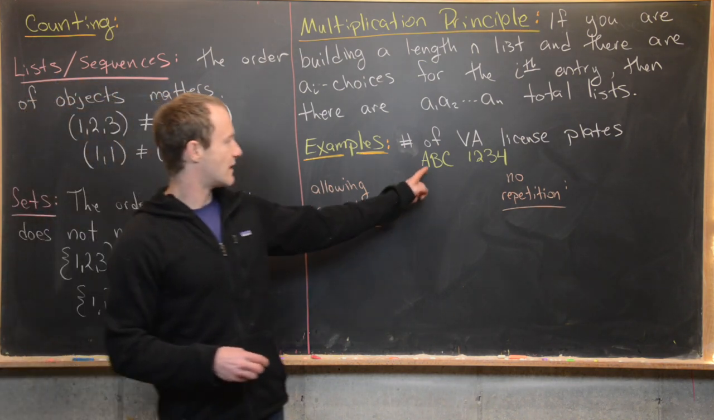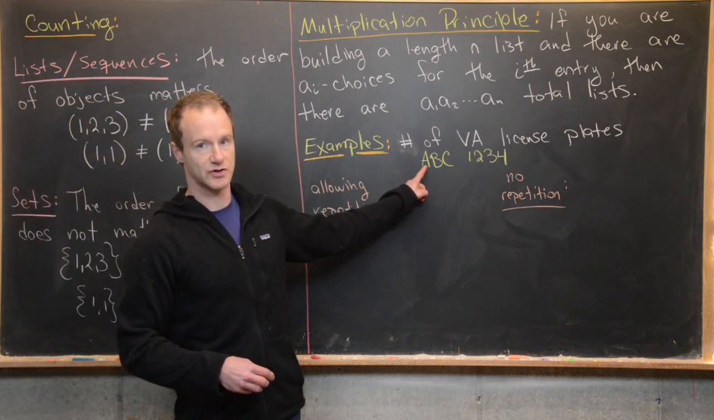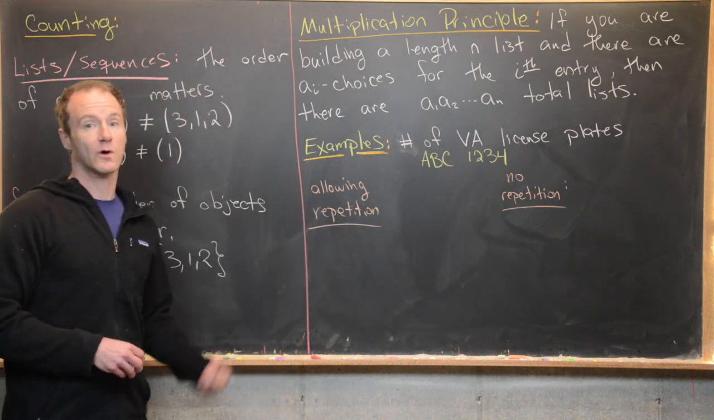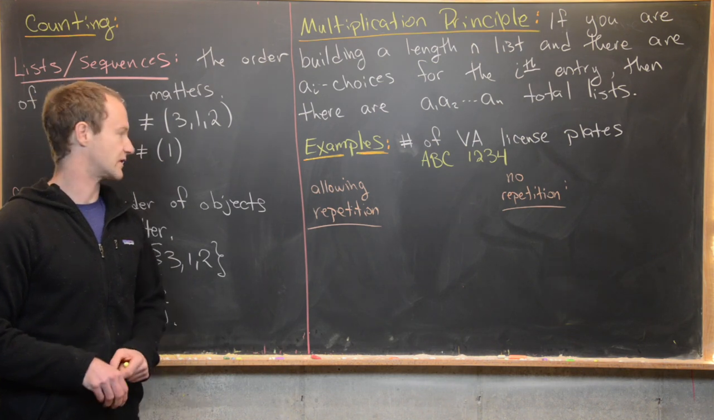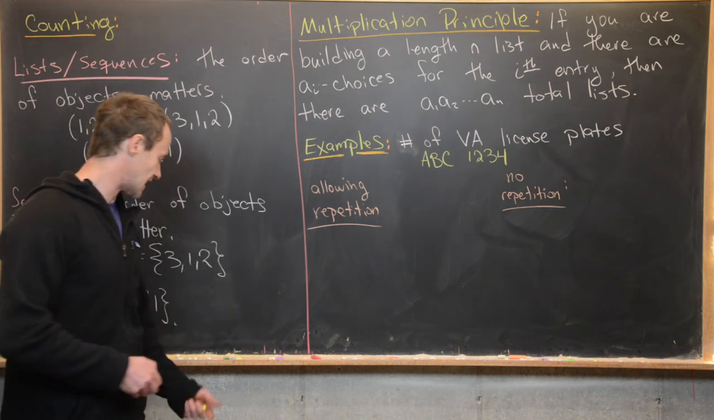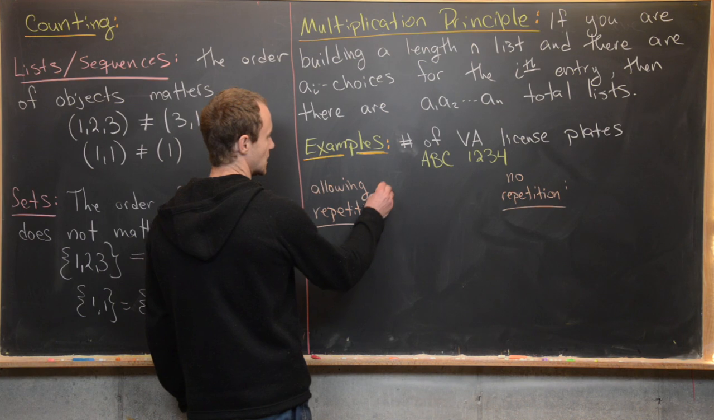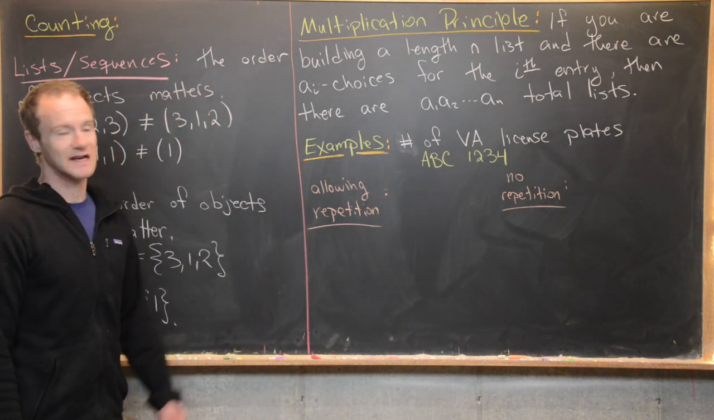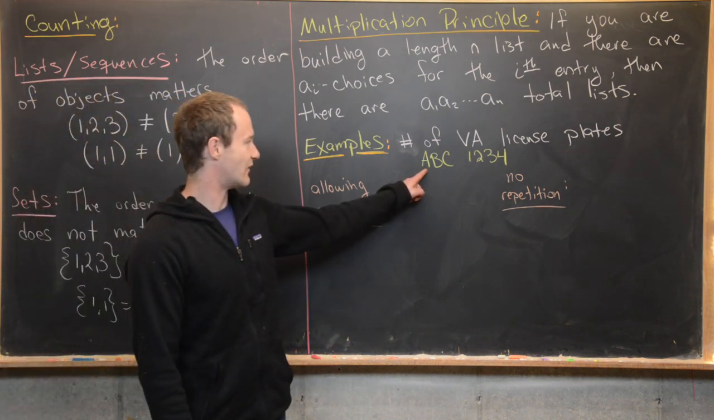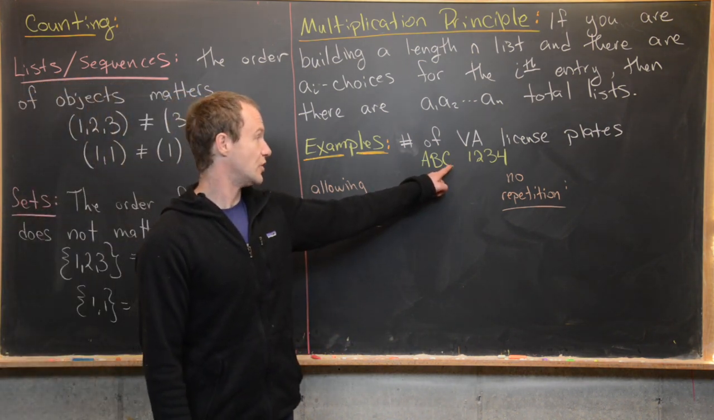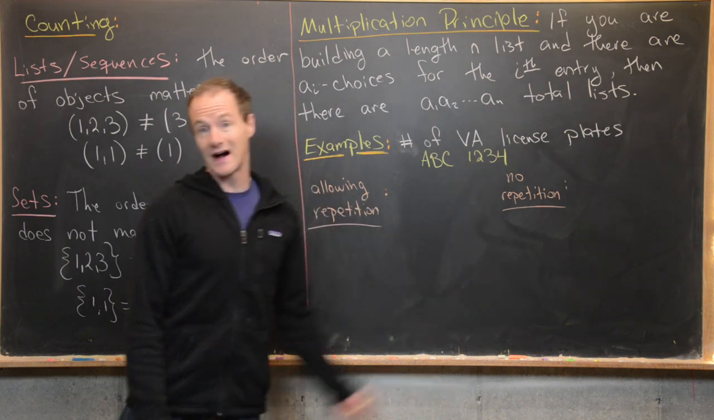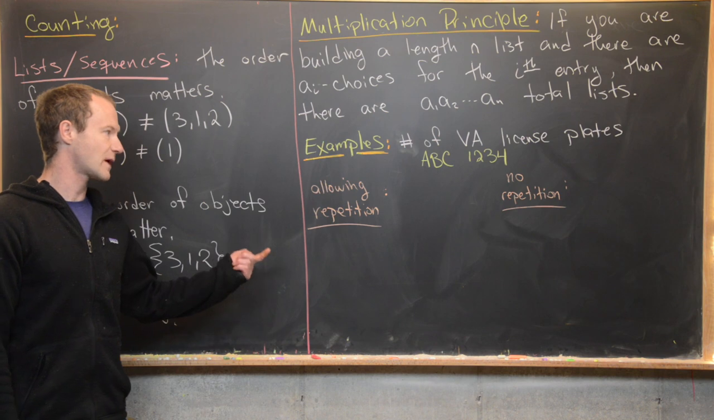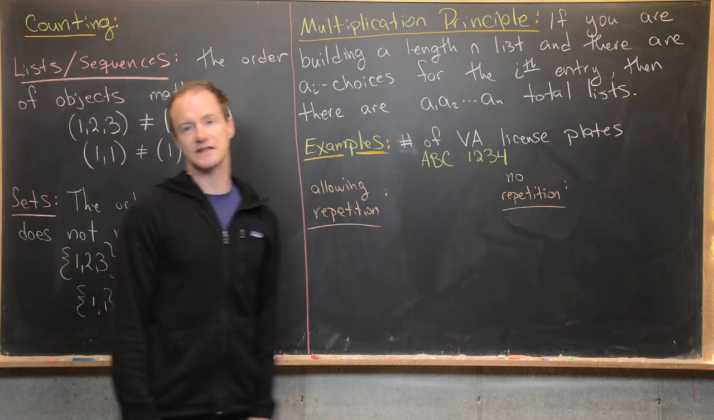So that means you have to choose a letter for the first, second and third entries, and then numbers for the 4th, 5th, 6th, and 7th entries. I want to do this two times just for illustration. In the real world, you do allow repetition in these license plates, so it would be possible to have AAQ1115, even though you've got repetition there. I want to do the example with repetition, and then just for the example, do it without repetition as well.